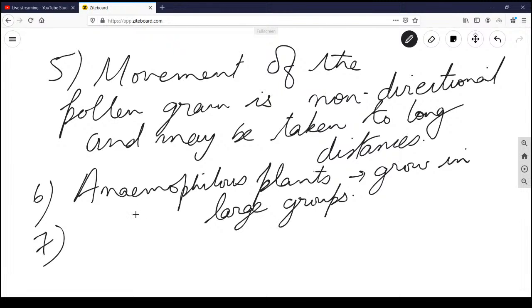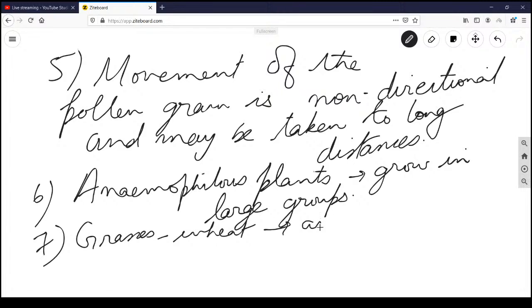Then you can say in some deciduous anemophilous trees like bombax, the flowers appear before the leaves even get the chance to appear. Okay, and in plants like grasses and wheat, a special example.